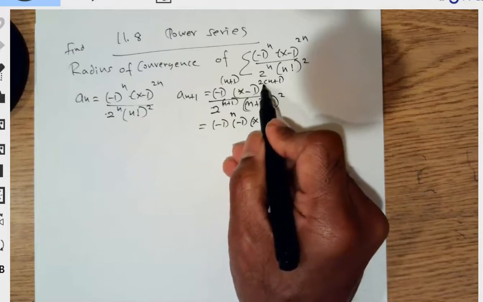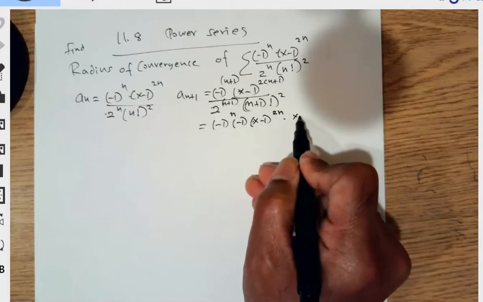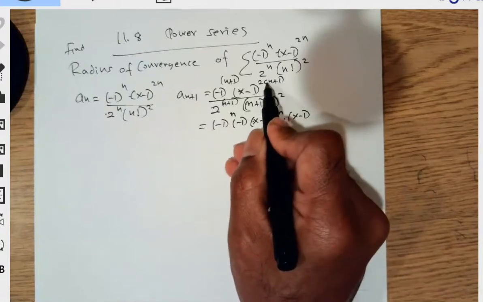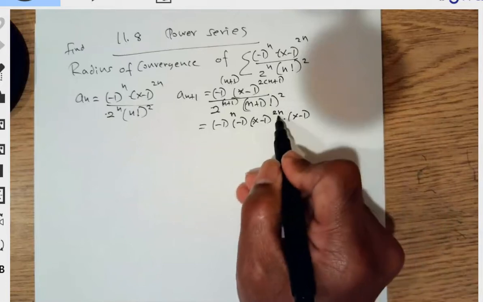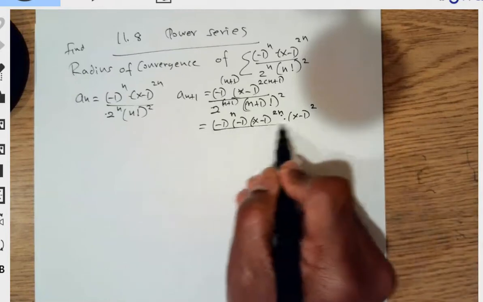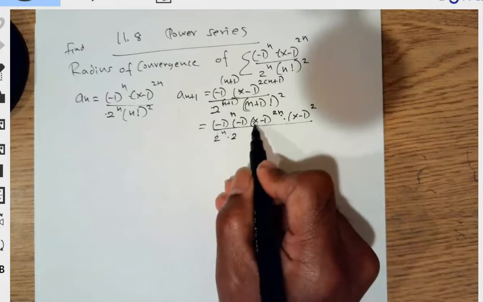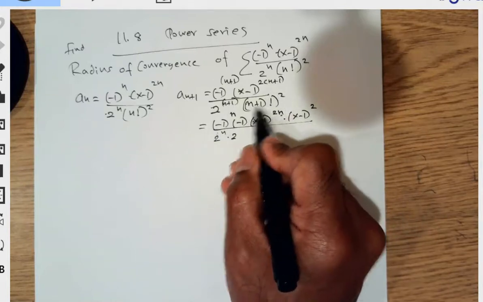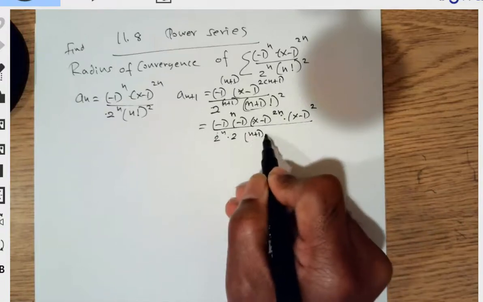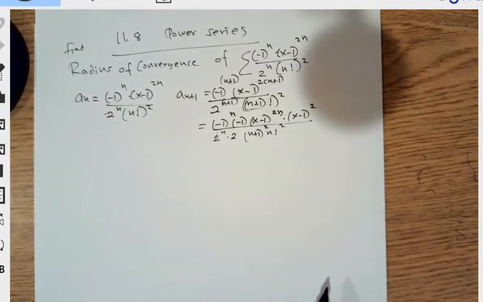So (x - 1)^(2n+2), I'm going to simplify as (x - 1)^(2n) times (x - 1)^2, because 2(n+1) is the same as 2n plus 2. So that can be broken up into 2n and 2. Okay, and I'm going to break up the bottom also as 2n and 2. And then this one I'm going to write as (n+1) factorial, which is the same as (n+1) times n factorial, and they are both squared. Okay, so that looks a little better, right?